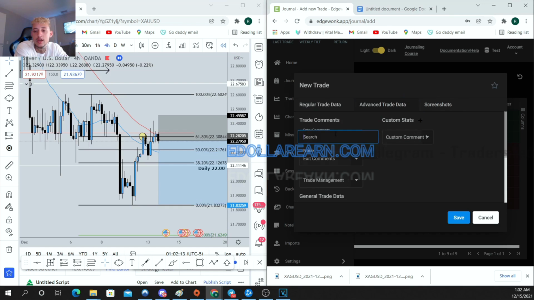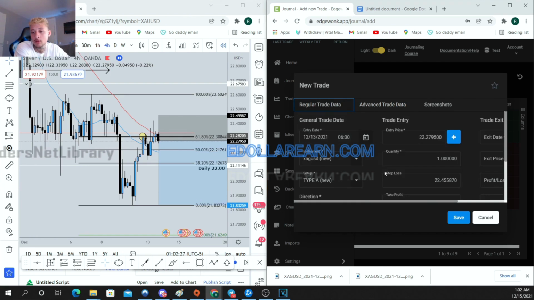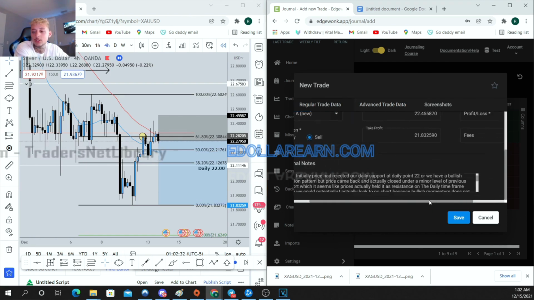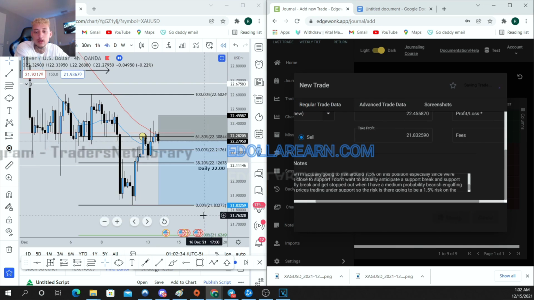We have our screenshots. Now, what you could do in advanced data is entry comments. We're going to put here medium probability, MP, meaning that it is a medium probability engulfing, right? So let's actually put that here, and then you could do whatever you want really anywhere else. But as long as we have most of the data actually filled, then we should be good to go. Save, right?